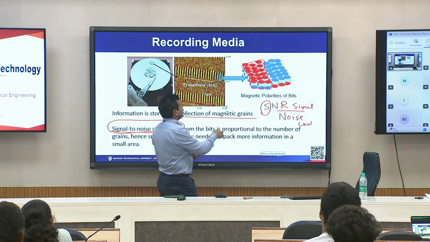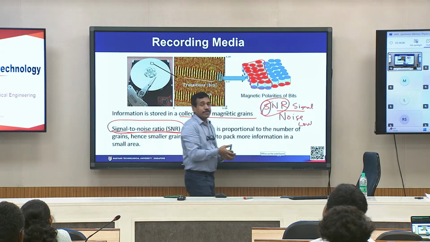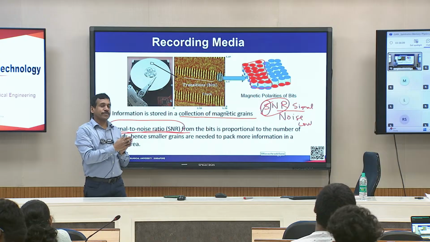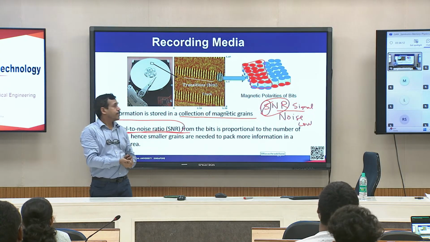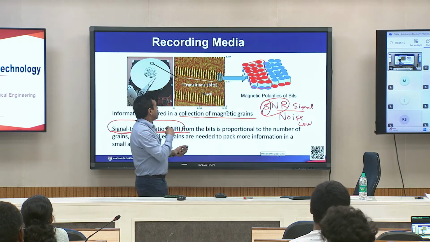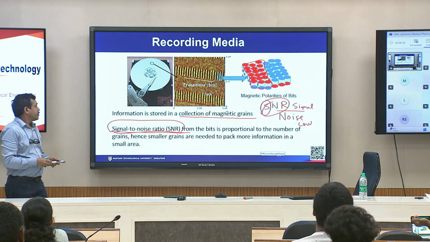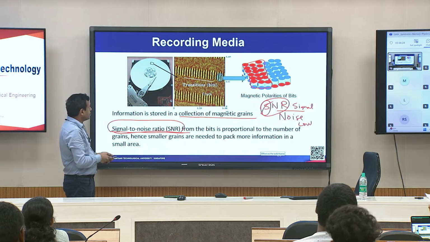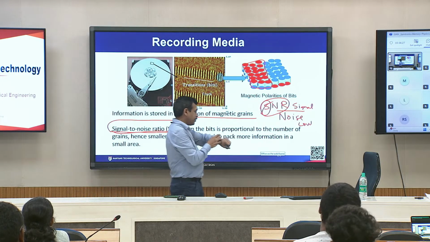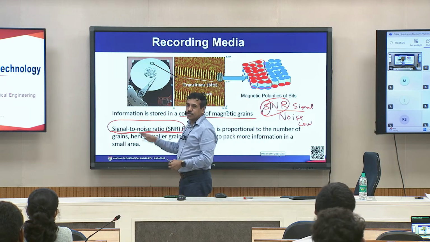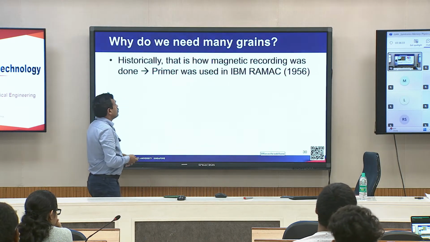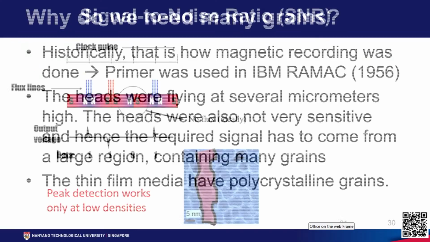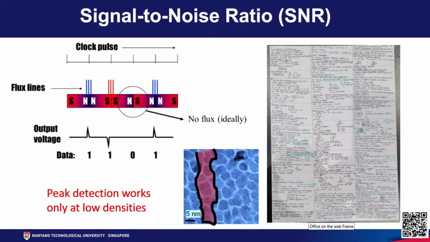If signal to noise ratio is high, basically the information can be reliably transferred from one system to another system. If signal to noise ratio is low, we cannot pass the information reliably. That is basically a simple definition of signal to noise ratio. So, when we design a magnetic recording system, we want a high signal to noise ratio.